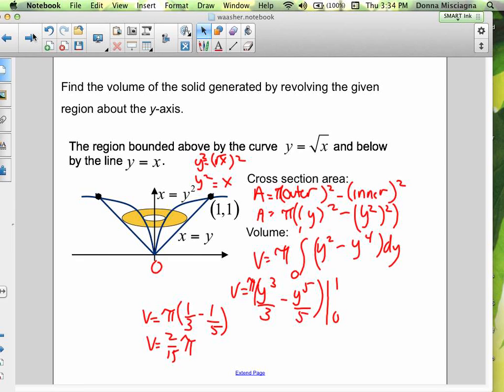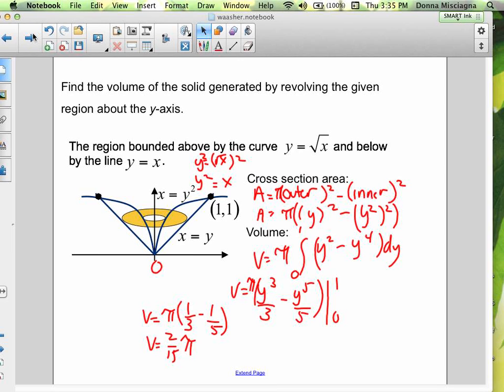So on the vertical, it's the one to the right, x equals y, because it has to be rewritten in terms of x. X equals y is the outer function, because that one's to the right, and then x equals y squared is the inner function, because that one is to the left. And of course, to get x equals y squared, we just simply square both sides to get rid of the radical, and we have y squared equals x.